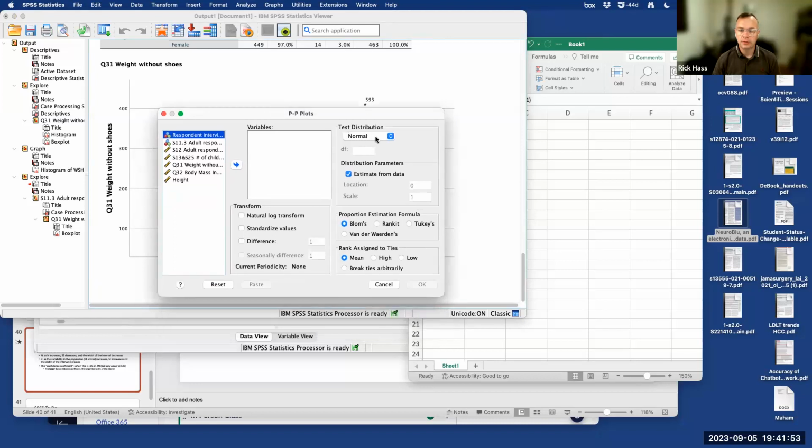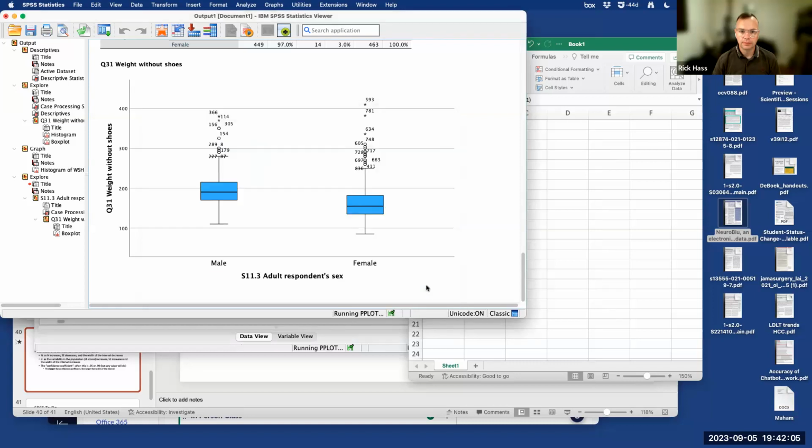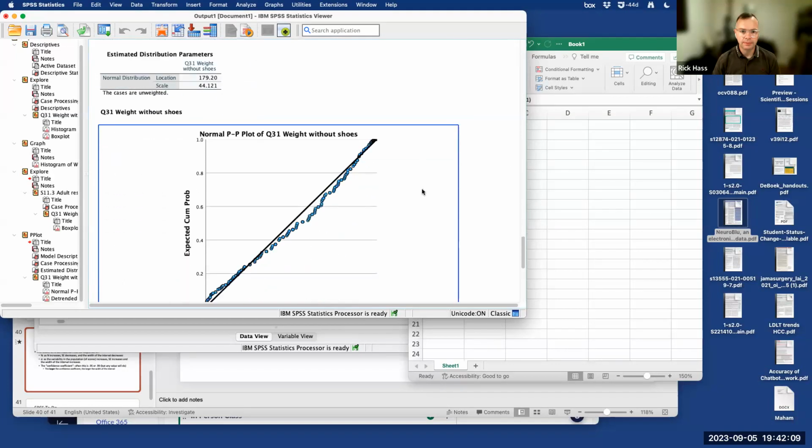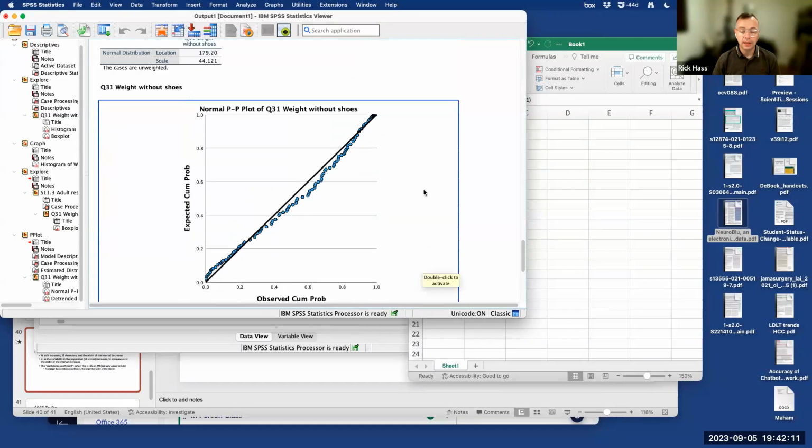So we see test distribution normal. We'll leave it as that. We can test others, but we're doing that. Then we'll do weight without shoes. So this is going to give us a graph. And I'm sorry, it's going to give us two graphs. The first one is going to look like this.